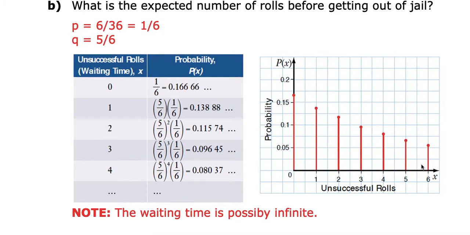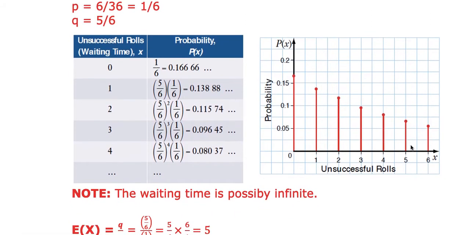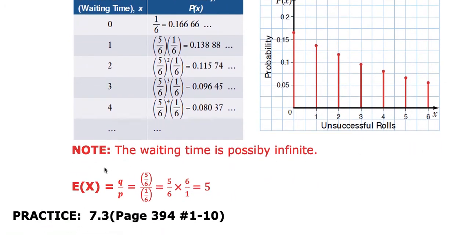So, that being said, the probability distribution table is excellent for telling you the exact value. The probability distribution graph is excellent for showing you the distribution of those values and general trends overall. So, that being said, the expected value formula, q over p, that's failures over success, would be 5/6 over 1/6. And whenever we have a fraction divided by a fraction, invert and multiply. So 5/6 times 6/1, which is equal to 5.